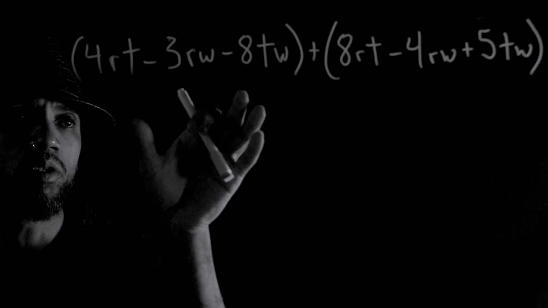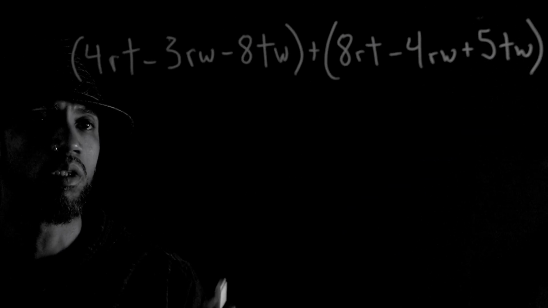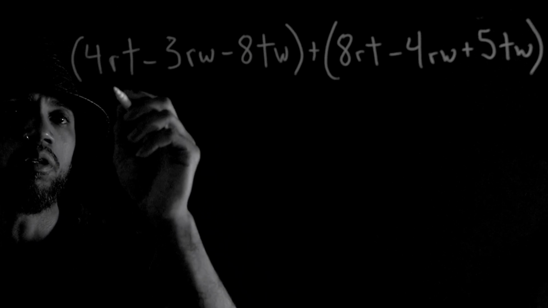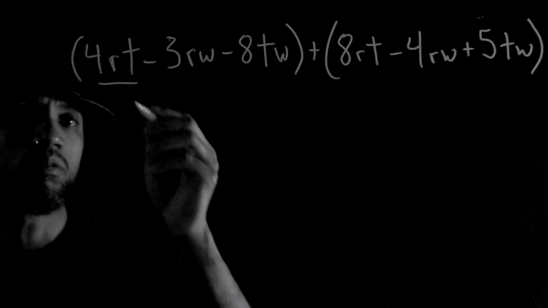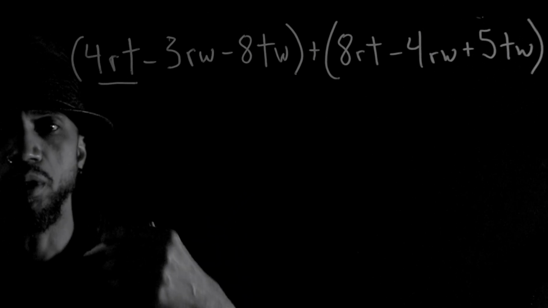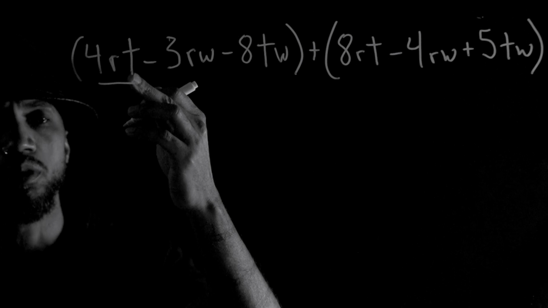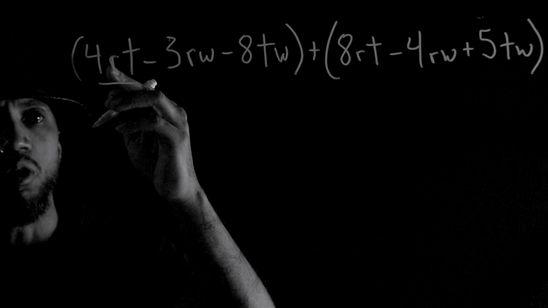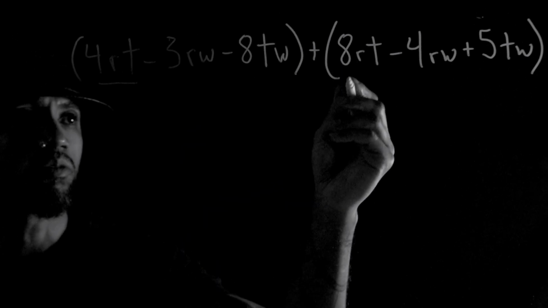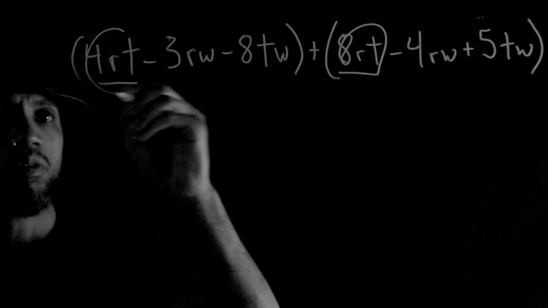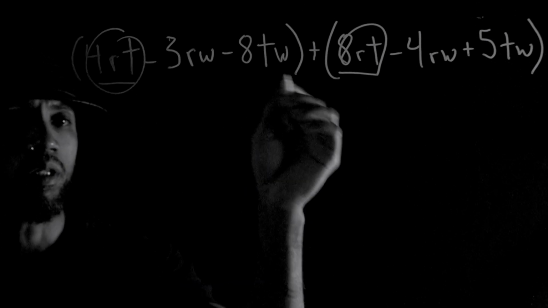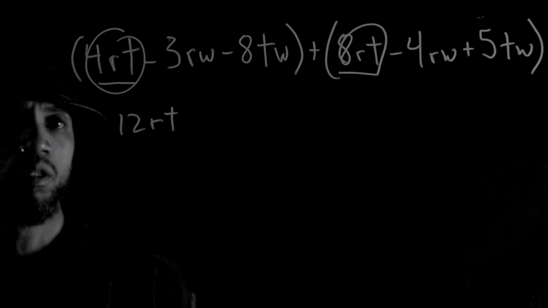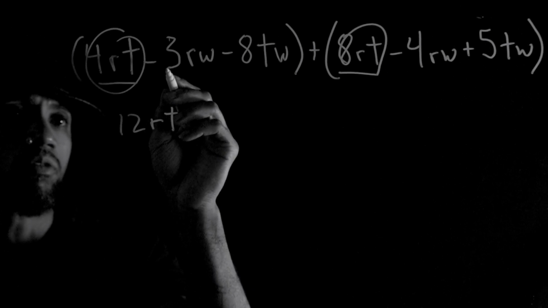All right, so we have one polynomial plus another polynomial. And essentially what we're doing here is combining like terms. So looking at 4RT, is there another RT term? In order to combine the like terms, you have to have the same variable and the same exponent. Okay, so the same degree and the same variable. So RT, is there another RT? Yes, there is, right over here. So these two go together, and 4RT and 8RT is a 12RT.